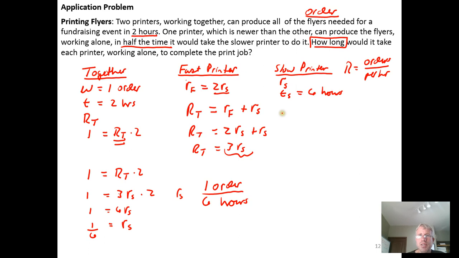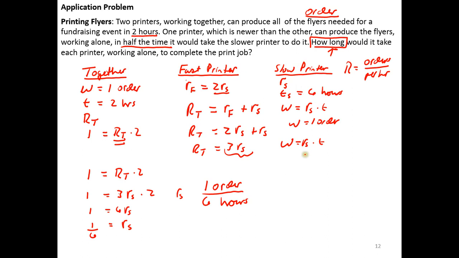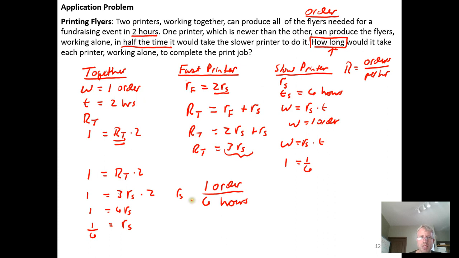The other way we could do it is we could say, we know that work equals rate times time, and we're being asked how long it would take for the slow printer to complete the order. So for the slow printer, it would still be work equals rate of the slow times time, but the work that needs to get done is one order. We don't know what time is because we're being asked to find how long it would take the individual printers to do the job, but we know that the work is still one order, and now we know the rate is 1/6 order per hour times time, and if we multiply both sides by 6, we get 6 hours equals time. It would take the slow printer 6 hours, and if the faster printer can get the work done in half the time, it will only take the faster printer 3 hours. So the fast printer can do the job in 3 hours.